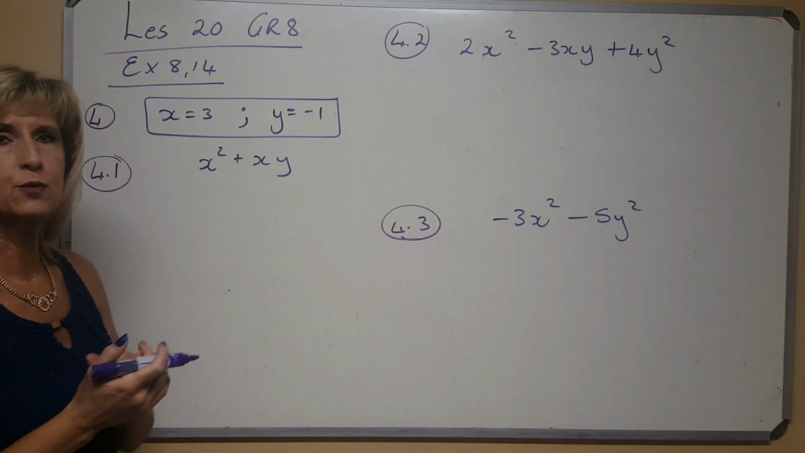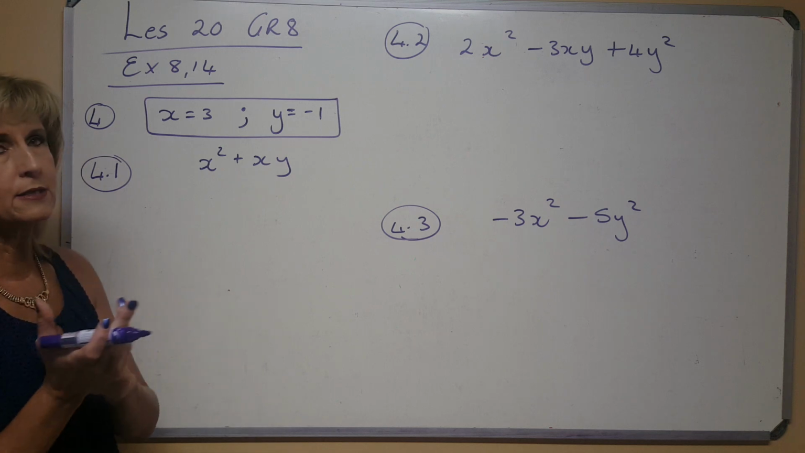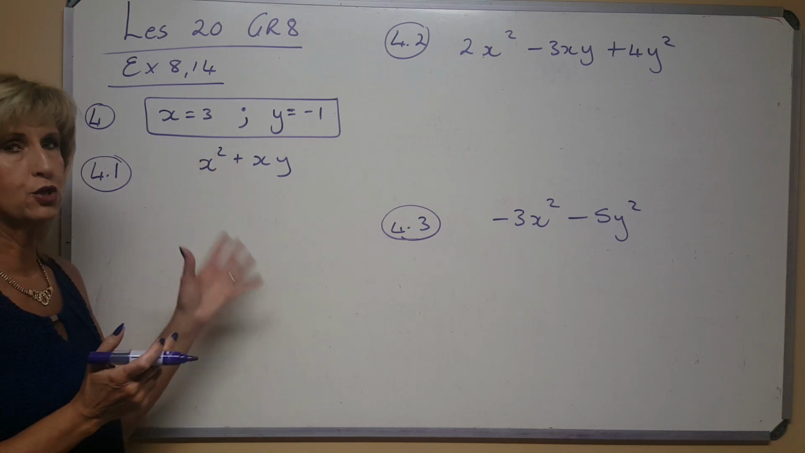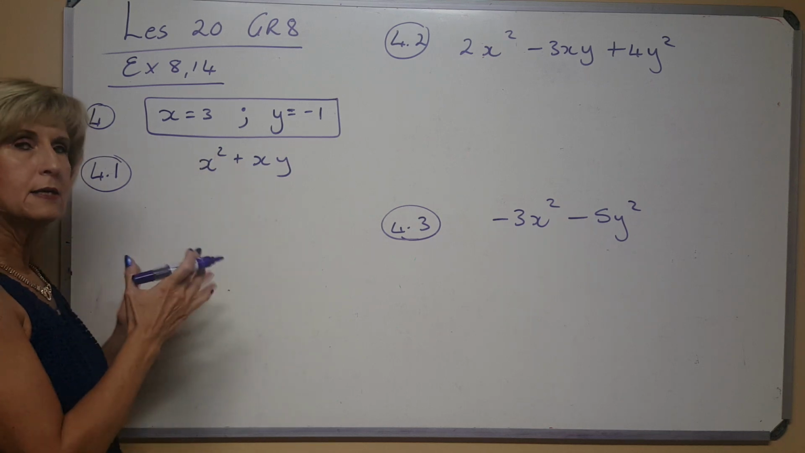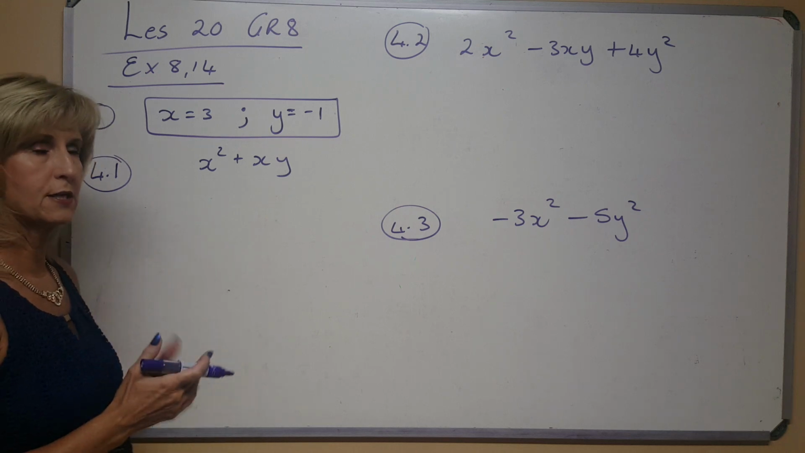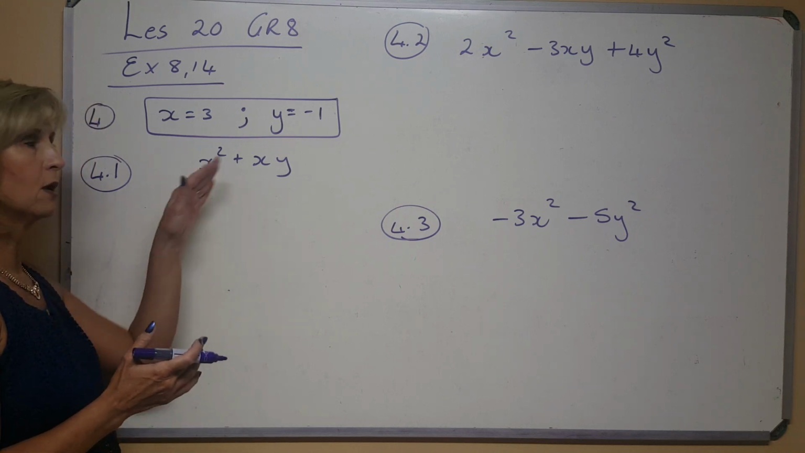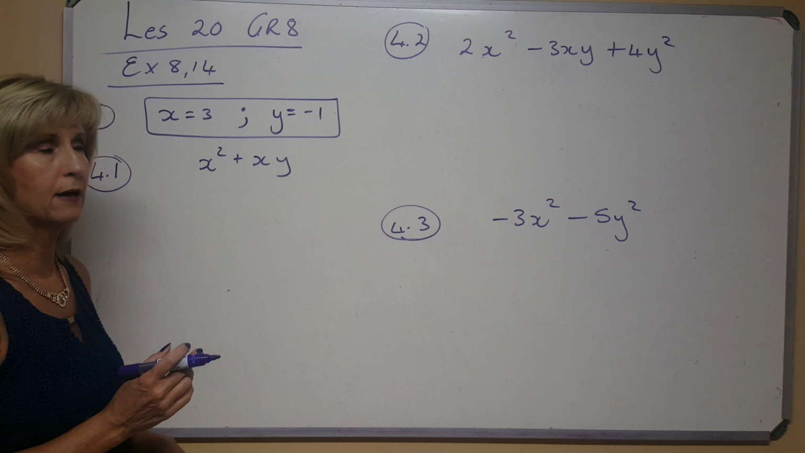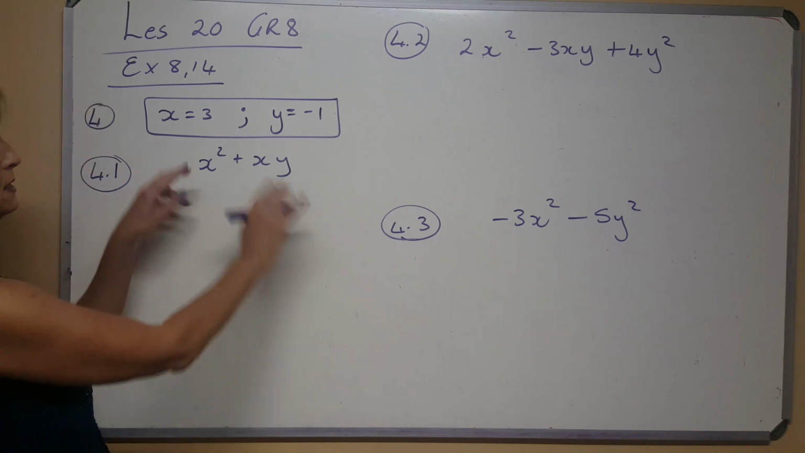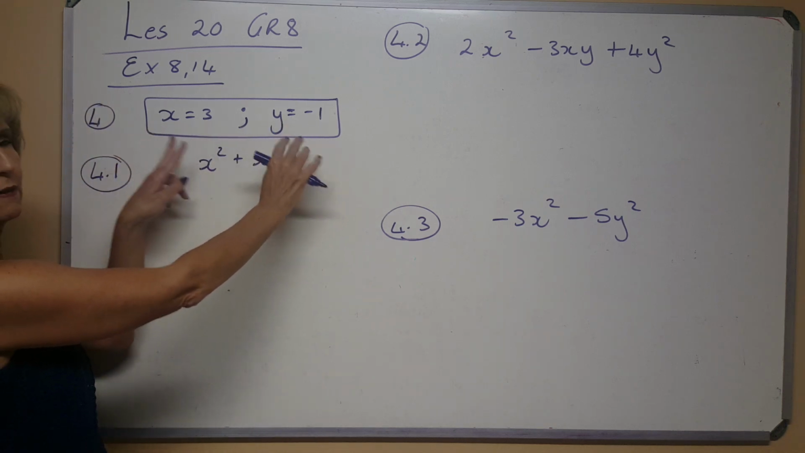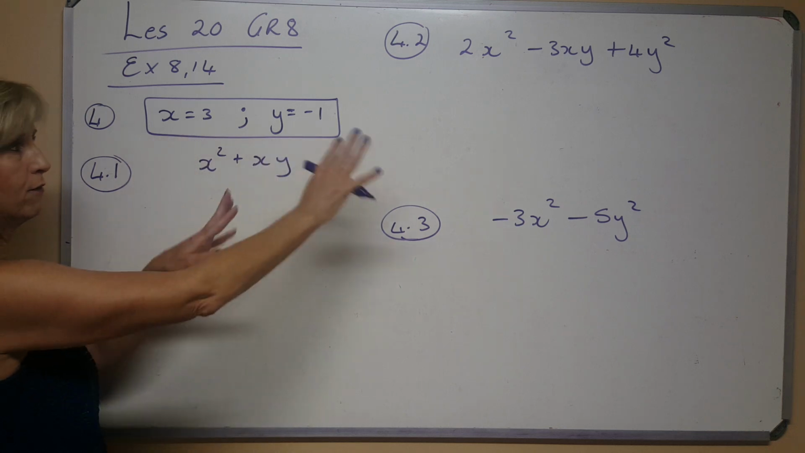Graad 8, les 20, lesson 20, grade 8. We're marking substitution still. Easier, more difficult with fractions as well that you had for homework. Daar was makliker is en dan was daar moeiliker is met breuke in. Die vraag by vraag 4 het gesê x is 3 en y is min 1. Those were the values of x and y for everything.